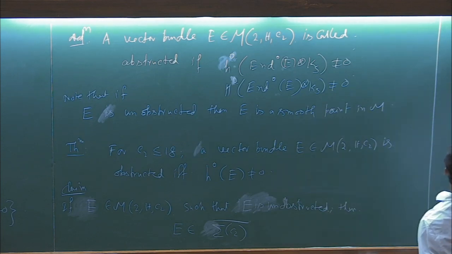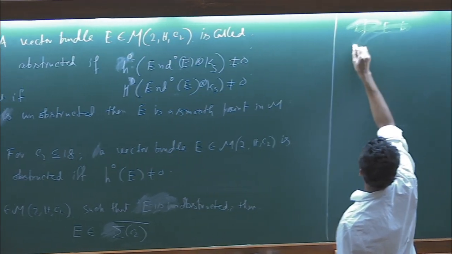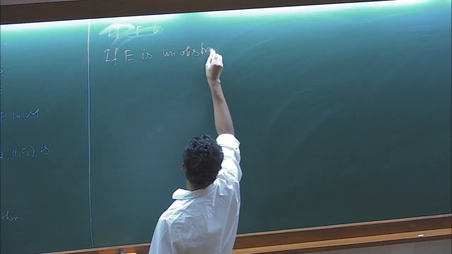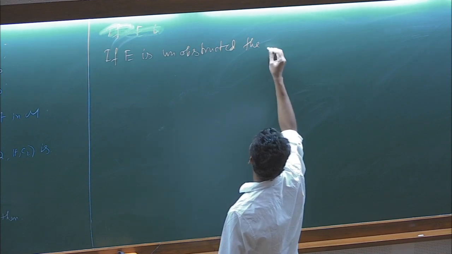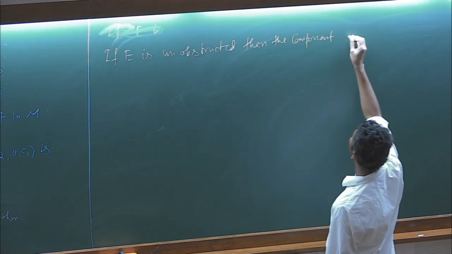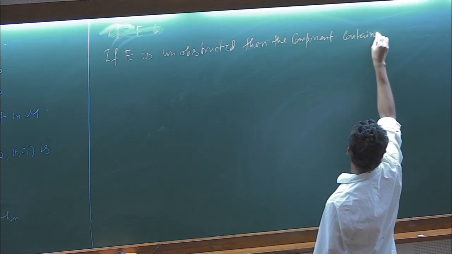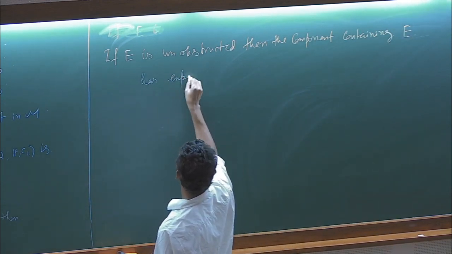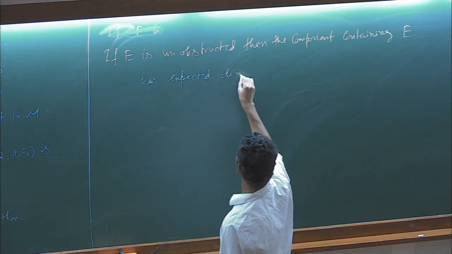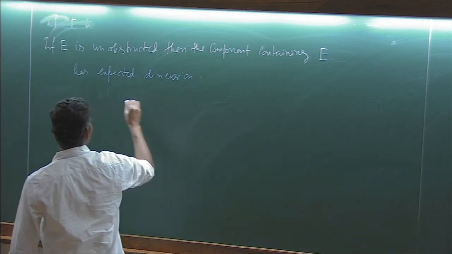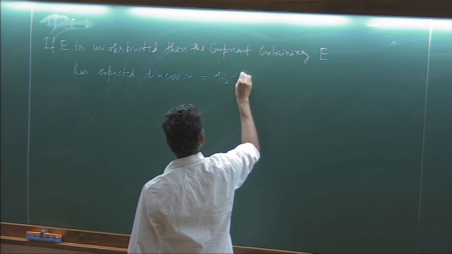So if E is unobstructed, the component containing E has expected dimension. And one can compute the expected dimension is equal to 4C2 minus 39.